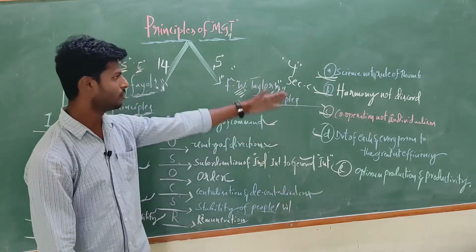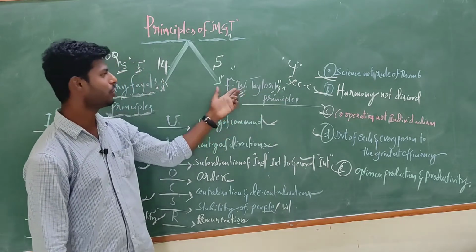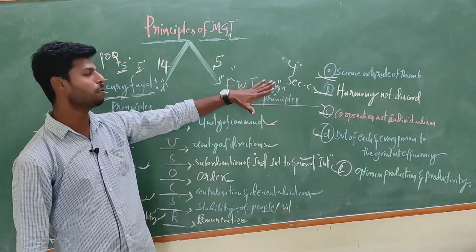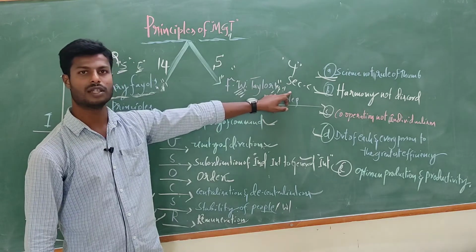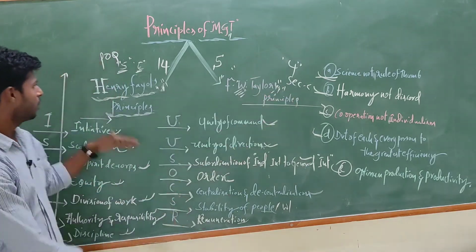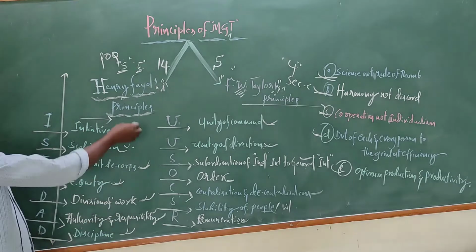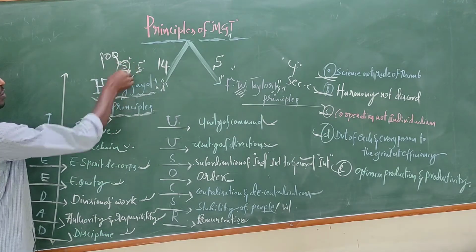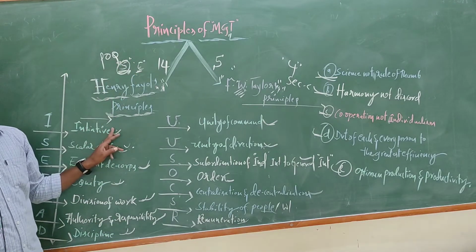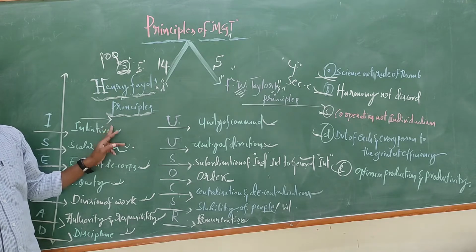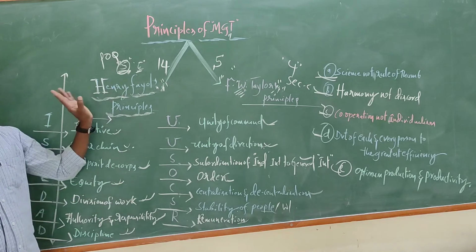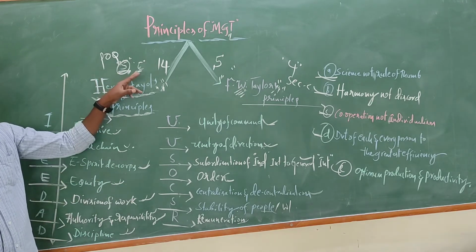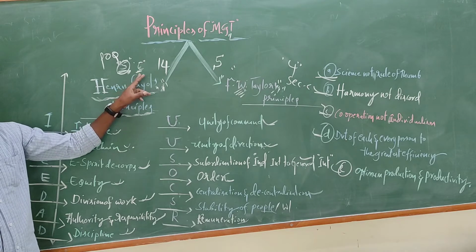Dear students, these 5 scientific principles, F.W. Taylor's principles, are a very important question for 4 marks. You get this question under section C. And Henry Fayol's principles are a very important question for 5 marks. This is a practical oriented question from the second module. You may get this question under section E.